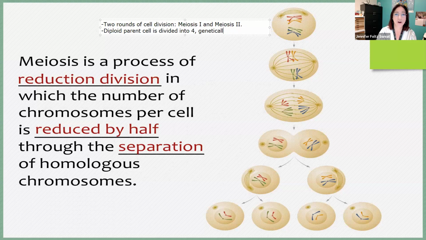Wait, divided into four genetically unique daughter cells. I don't think I needed to put a comment there, but whatever. Oh, yeah, four haploid genetically unique. Knew I was missing a turn. There you go. Four haploid genetically unique daughter cells.